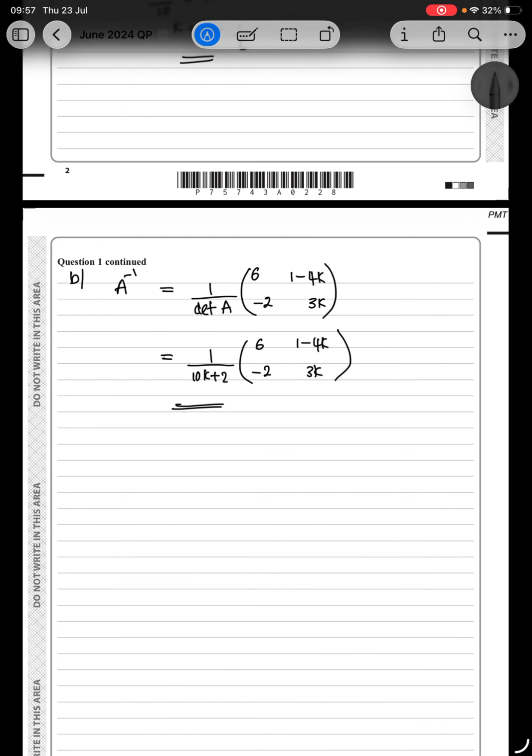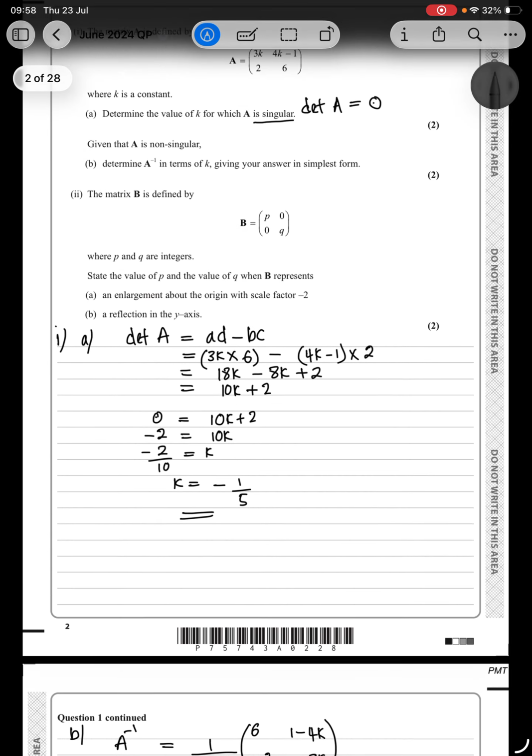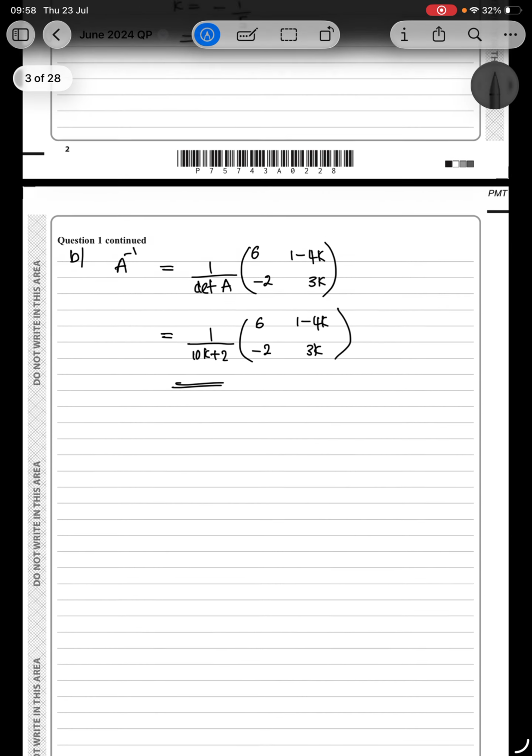You can leave it as it is, or you can also simplify further by dividing each of these elements by the determinant of A. Alright, now let's move on to part 2.